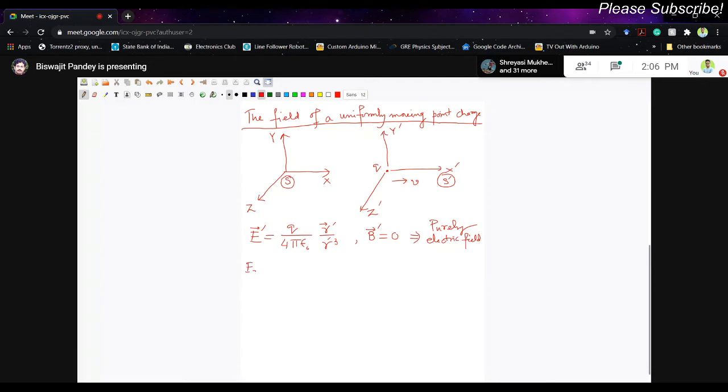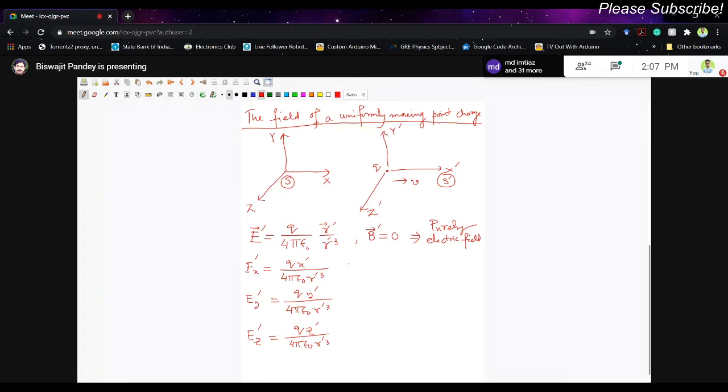So Ex prime, what is Ex prime? We just wrote it down a couple of minutes back, so this is quite similar. Ex prime is q x prime divided by 4 pi epsilon 0 r prime cube, Ey prime is equal to q y prime divided by 4 pi epsilon 0 r prime cube, and Ez prime is equal to q z prime divided by 4 pi epsilon 0 r prime cube.